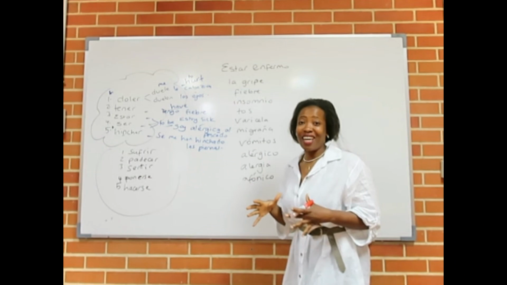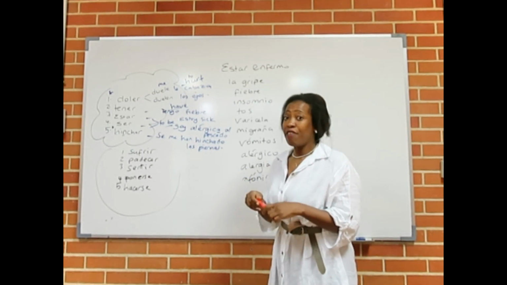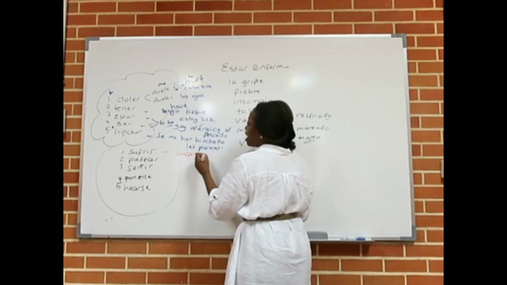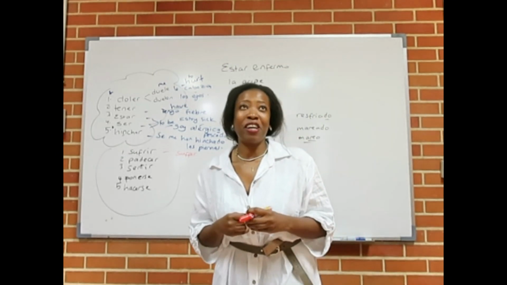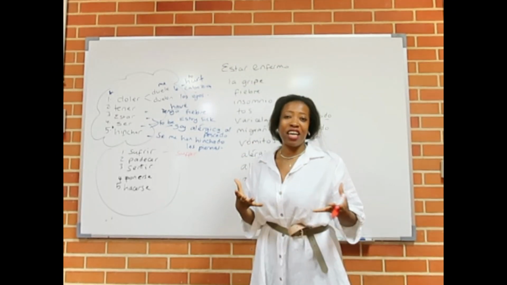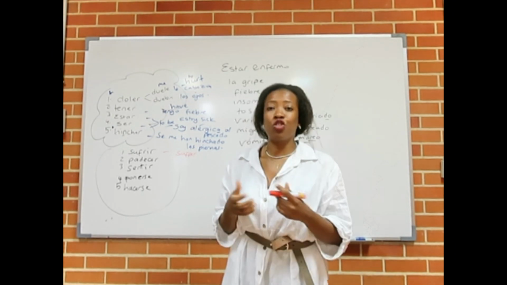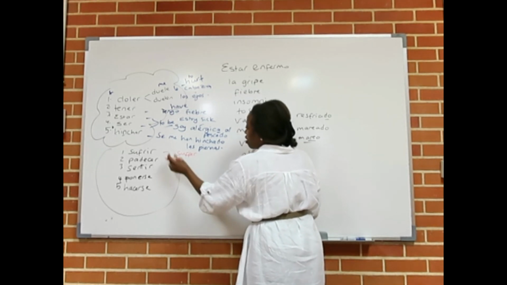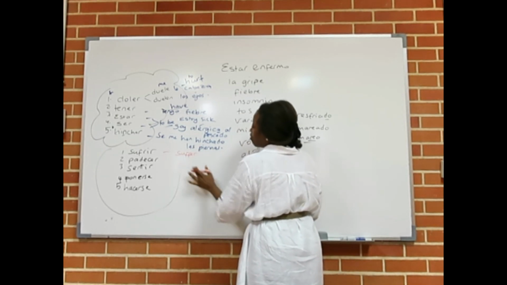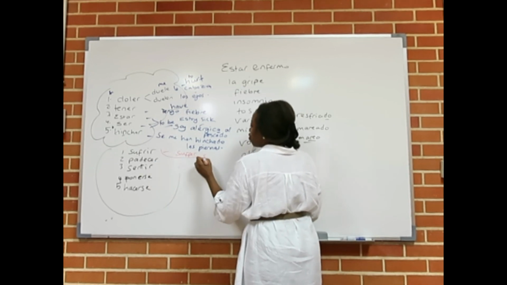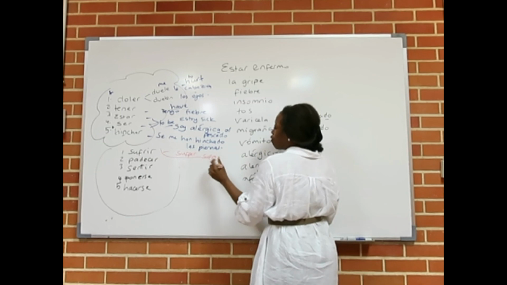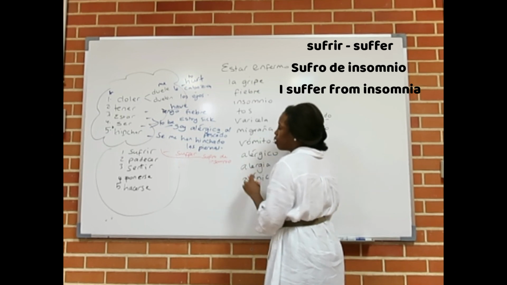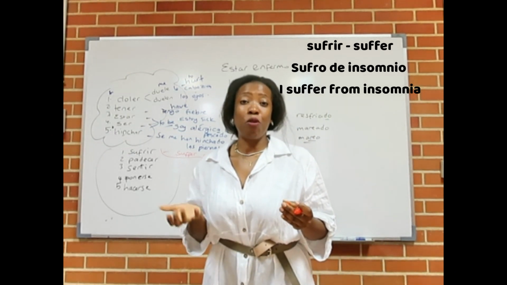Okay, let's change color a little bit. So, the next key verb that you would know, because you've seen it, is sufrir, which means to suffer. A good sentence might be, which I think is quite relevant to me, sufro de insomnio. So I might say sufro, conjugated, sufro de insomnio. I suffer from insomnia.